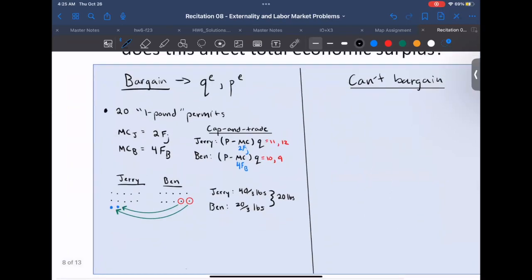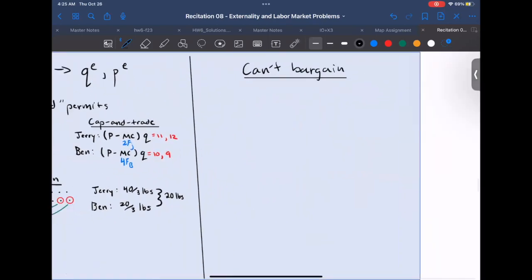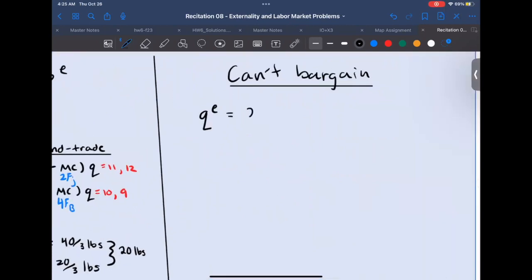So this is with bargaining. Now, if we're in a scenario where we can't bargain, first, let's talk about our efficient quantity. There would still be 20 pounds of fish, so we're going to check that off as yes, we have the efficient quantity.